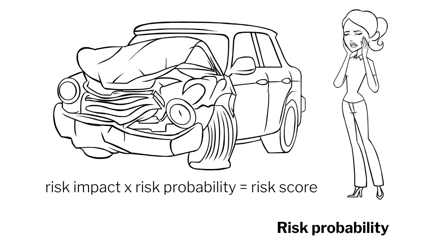By multiplying the numerical risk impact rating, usually a cardinal scale of 0 to 1 for impact severity, and the risk probability, a cardinal number from 0 to 1 expressing the likelihood that the risk will occur, the risk score for a specific risk can be calculated.